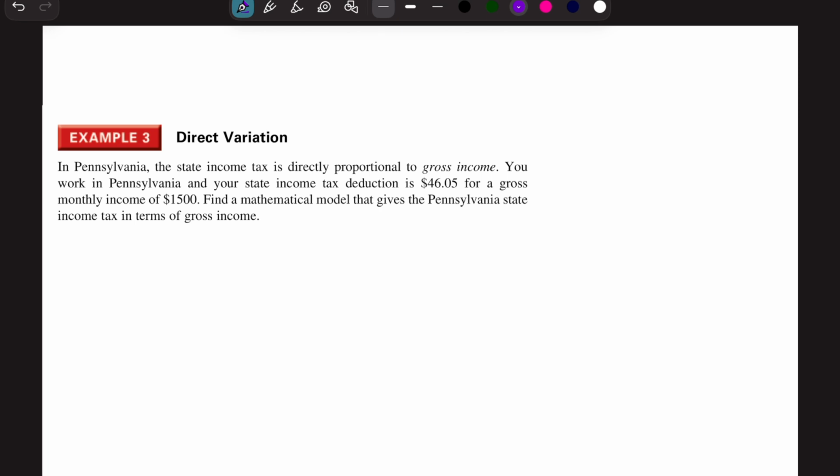All right. So in Pennsylvania, the state income tax is directly proportional to gross income. So we have a couple different things. Here's our variable: state income tax and gross income. You work in Pennsylvania and your state income tax deduction is $4,605 for a gross monthly income of $1,500. Find a mathematical model that gives the Pennsylvania state income tax in terms of gross income. So right away, we see directly proportional.